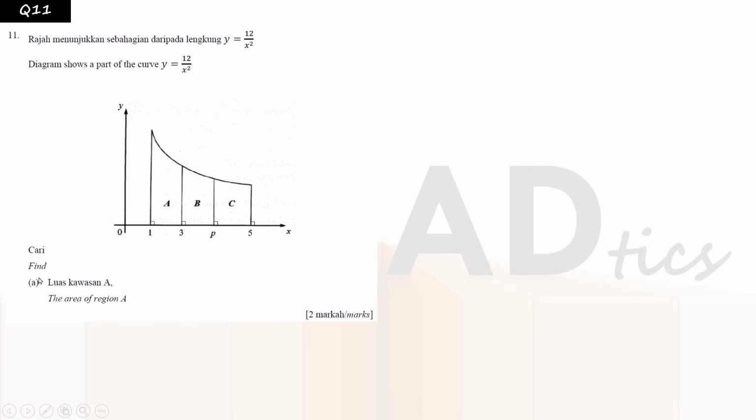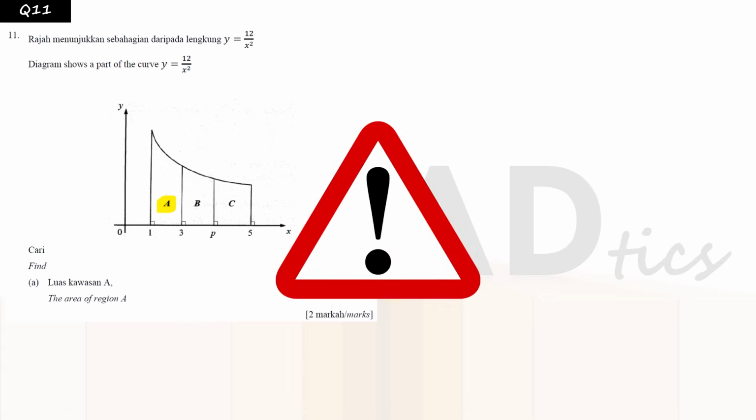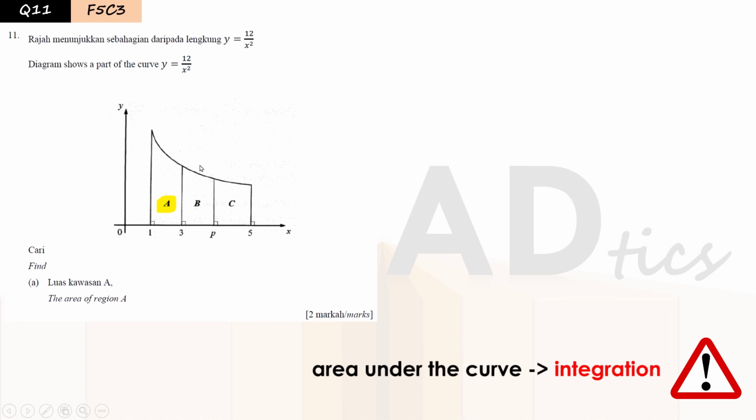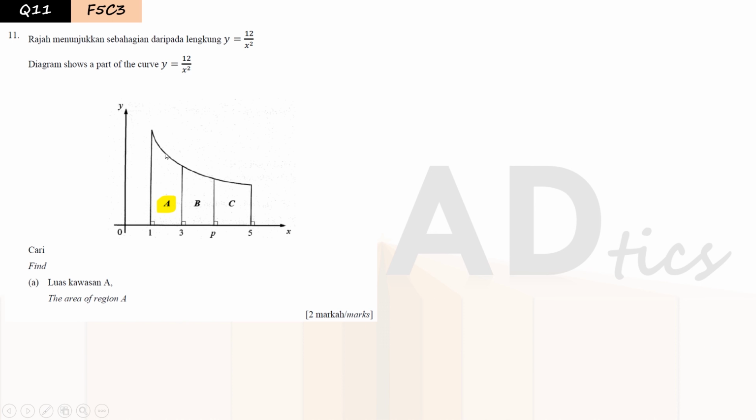Alright, so in part A, we need to find out the area of region A. So how do we find the area under the curve? We can use the integration way. This question comes from the integration chapter. To find the area under the curve, we can use the integration way.